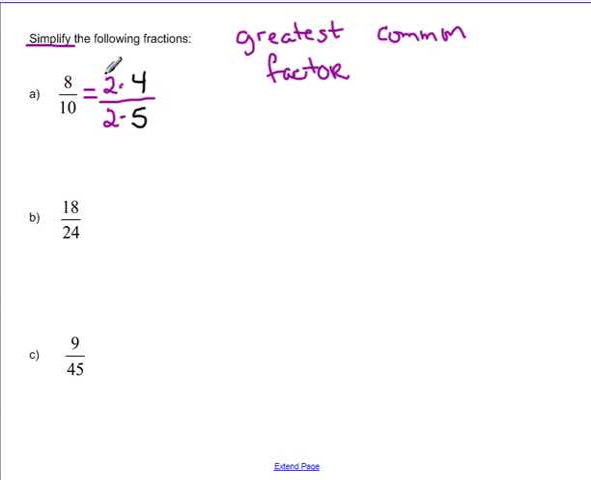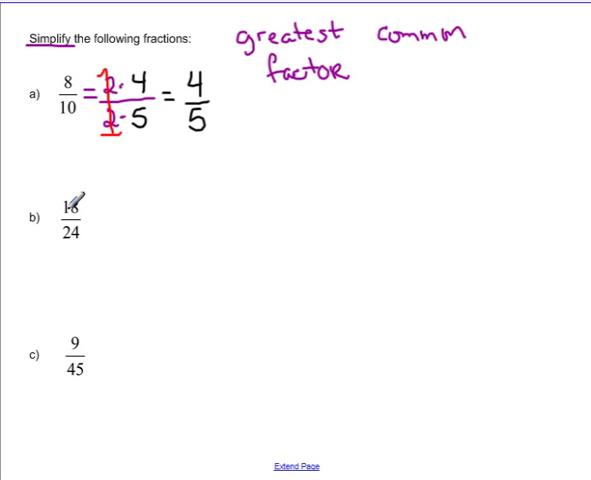So now we've got this 2 over 2. 2 over 2 is just a fancy way of writing the number 1. Anytime the numerator and the denominator are exactly the same, it just equals 1. So now all of a sudden my problem has become 1 times 4/5. So that gives me a final answer of 4/5 for the simplified form of 8/10.